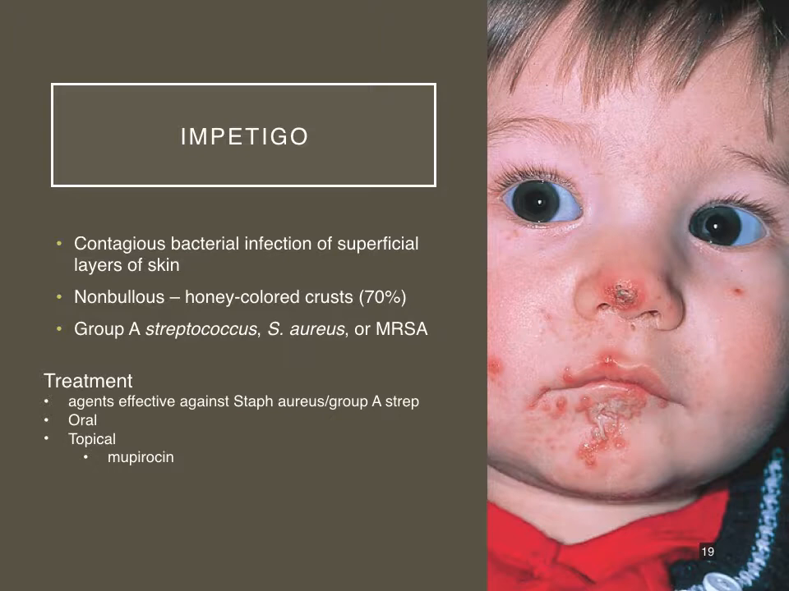Treatment should include agents effective against staph and strep. If the infection is localized and easy to treat topically, we will generally use topical mupirocin, which is also known as Bactroban cream, and that covers both staph and strep. If it's difficult to treat topically because of the location, or if it's too widespread, then we will treat with an oral cephalosporin that can cover both, or something like Augmentin.